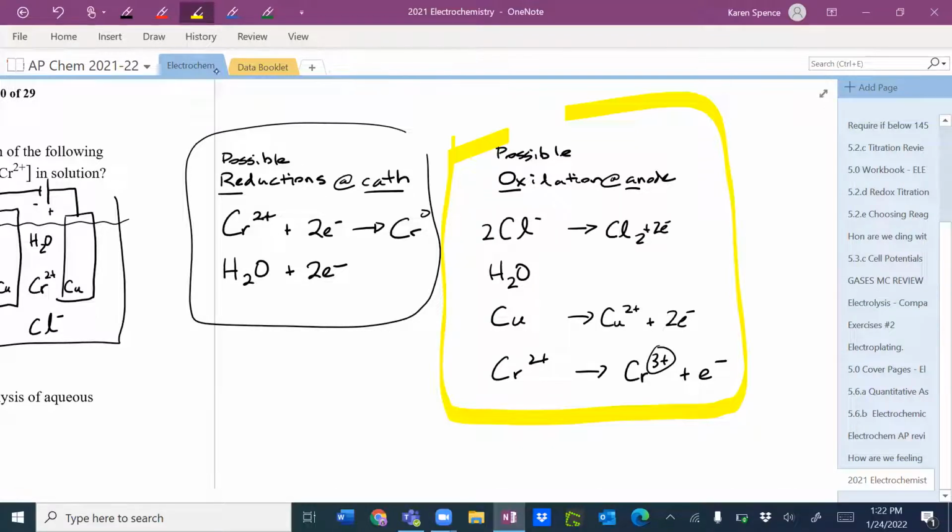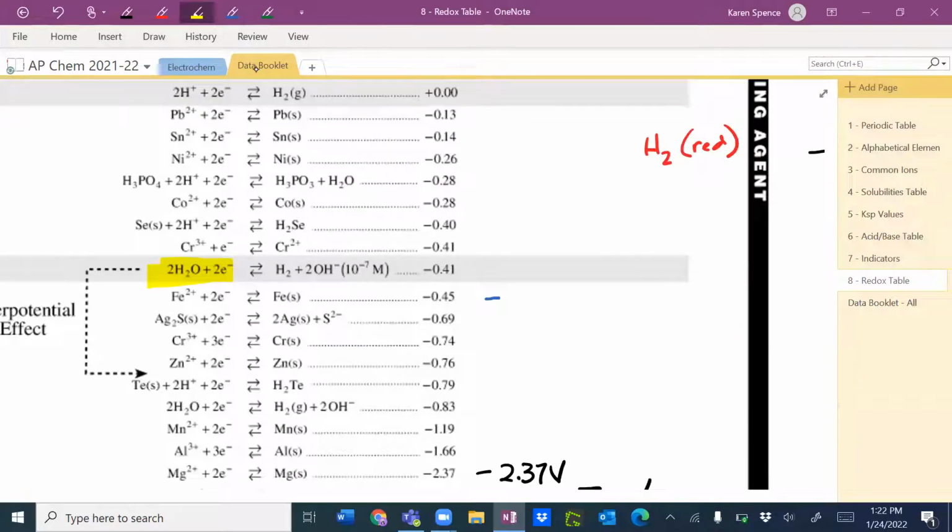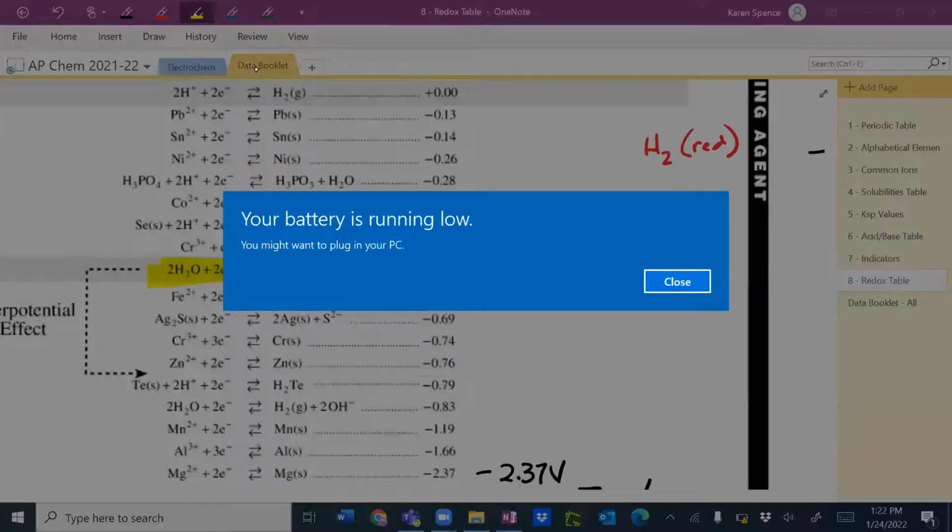Okay. Cl minus. Is anyone else dying? Because I feel like my brain is dying right now. Oh, and my battery is running low. I gotta plug this in. Okay, hang on.